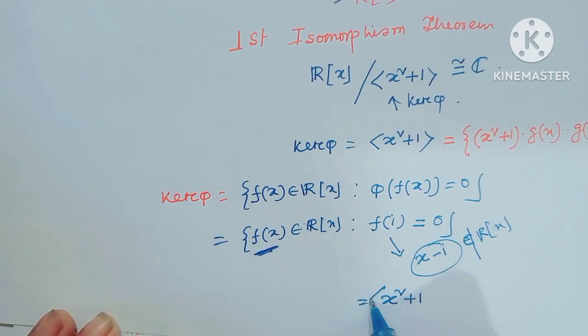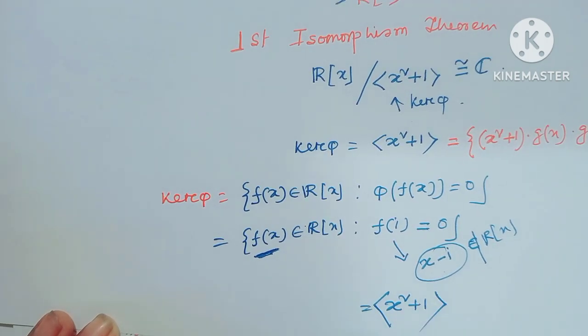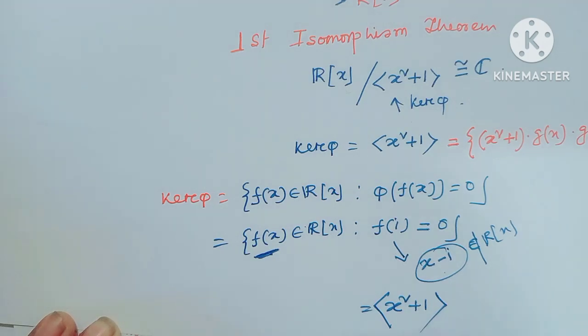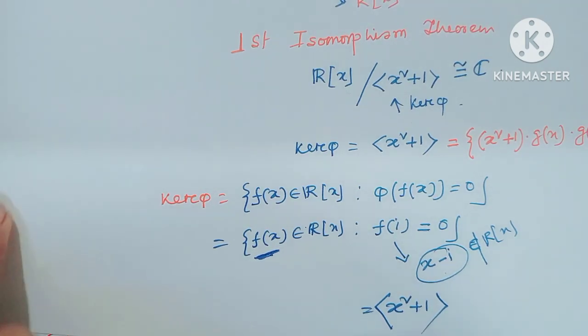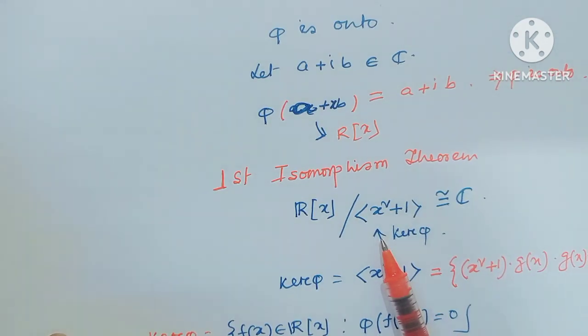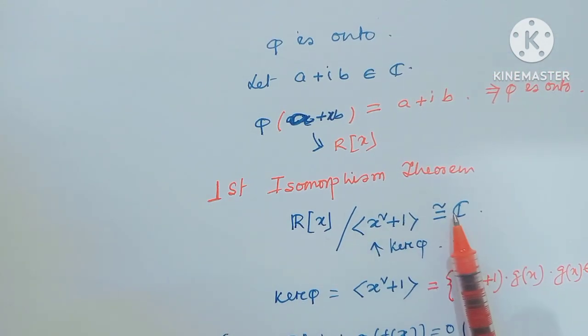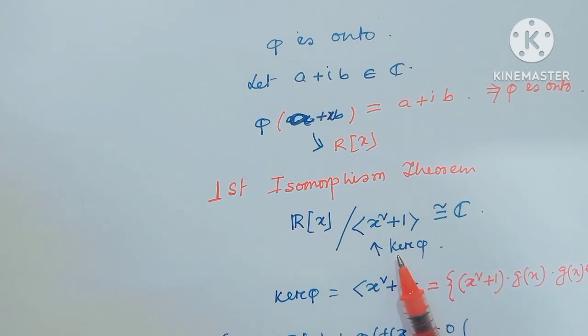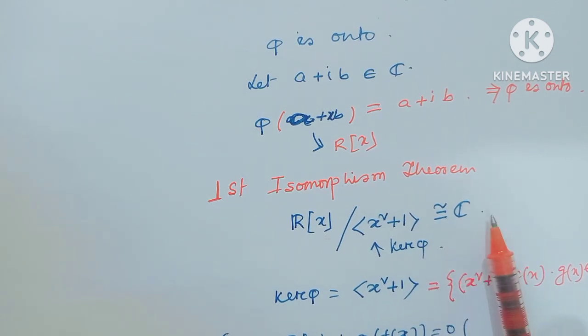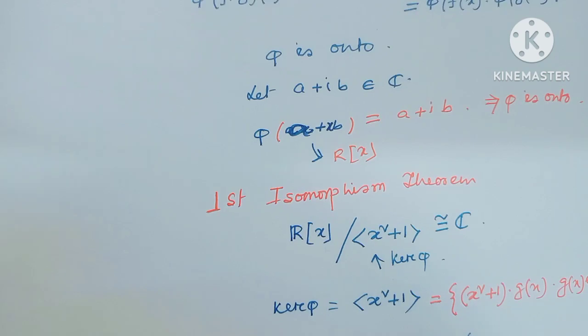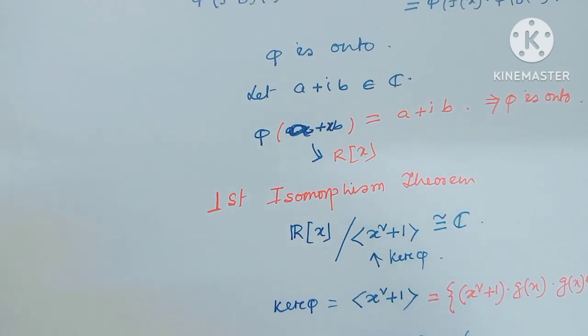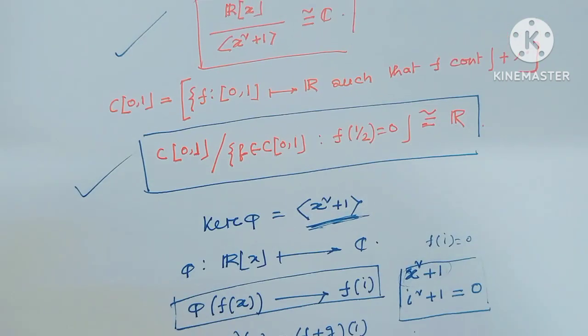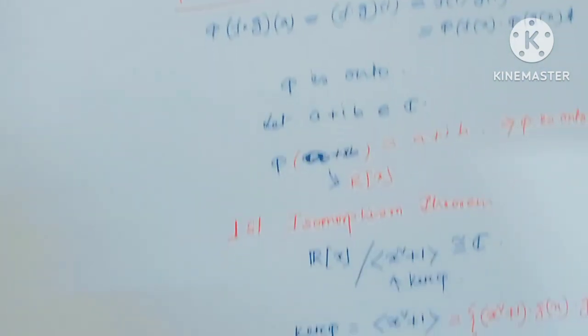So the kernel of phi is the ideal generated by x squared plus 1. That means this is the kernel of phi. So by the first isomorphism theorem we can tell R[x] modulo x squared plus 1 is isomorphic to the complex numbers. I hope all my viewers have understood this process briefly.